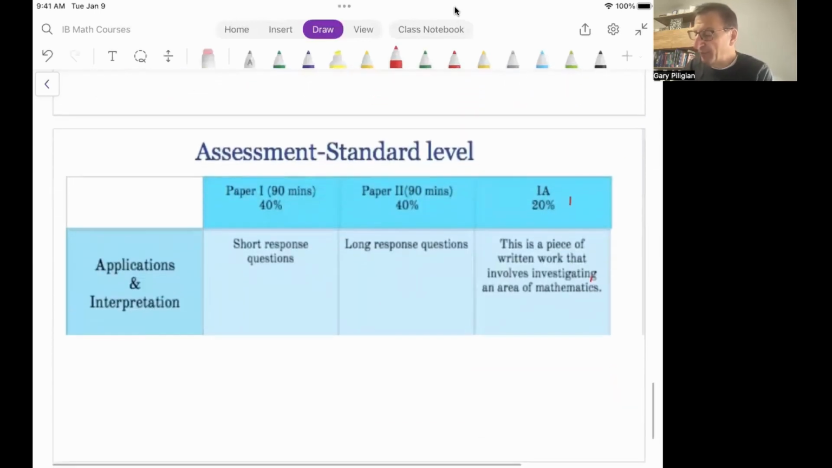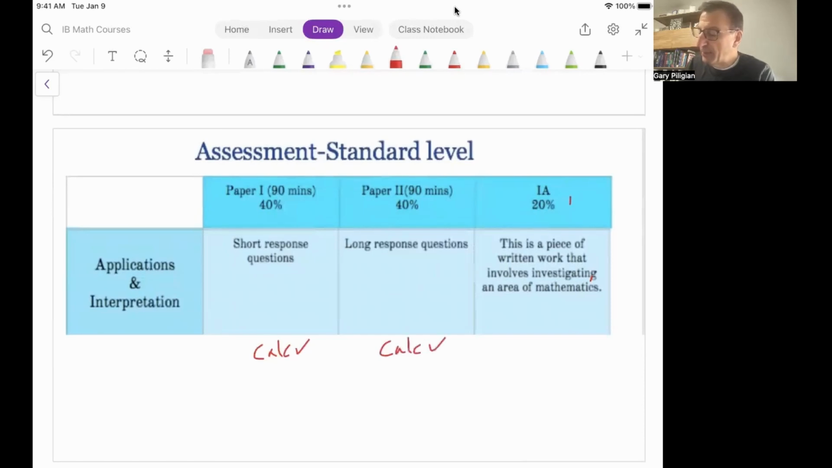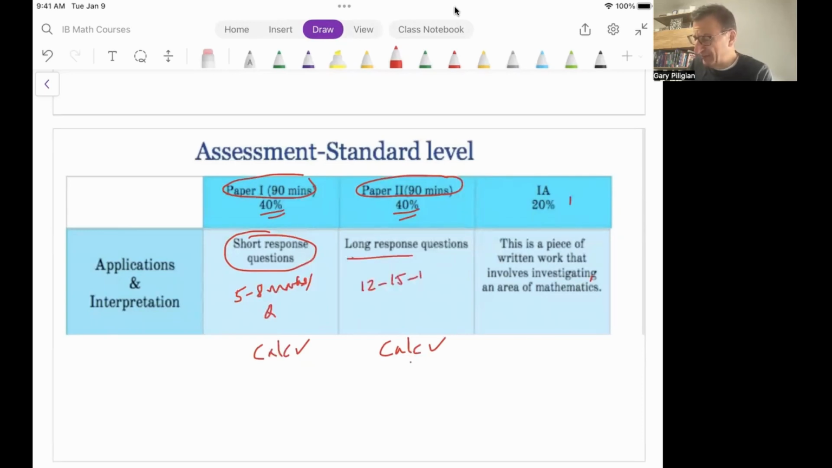Now, what does the assessment look like? You have a calculator for both assessments, right? So calculator, check. Calculator, check. So Paper 1 and Paper 2, each worth 40% of your IB grade. Each of them are 1.5-hour exams. The only distinction between Paper 1 and Paper 2 is the length of the questions. Paper 1 has the short response questions, so that's typically 5 to 8 marks per question, right? And Paper 2 has the long response questions. Those are typically 12, 15, 17 marks per question. Multiple parts though. So it won't just be one question, boom, 15 marks. It'll be A, B, C, D, etc.